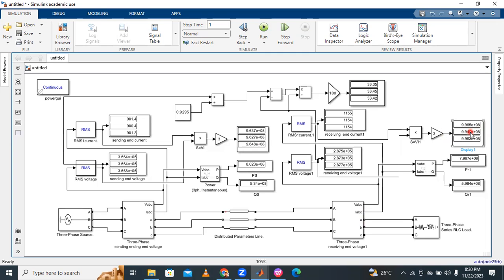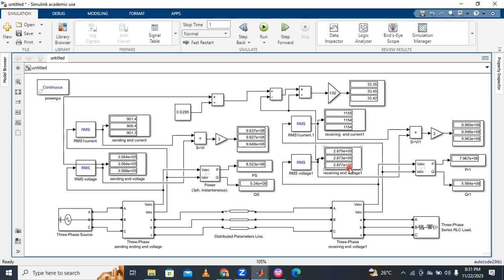voltage, current, active power, reactive power, and apparent power are calculated. Similarly, on the receiving end side also, apparent power, active power, reactive power, receiving end side voltage, and receiving end side current can be calculated.